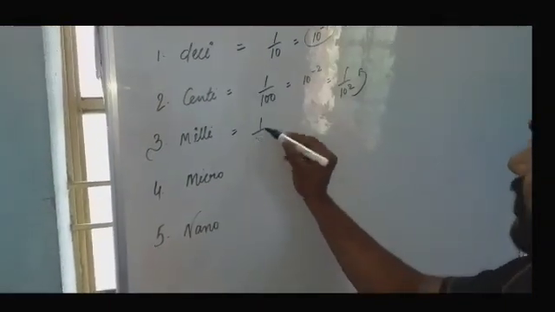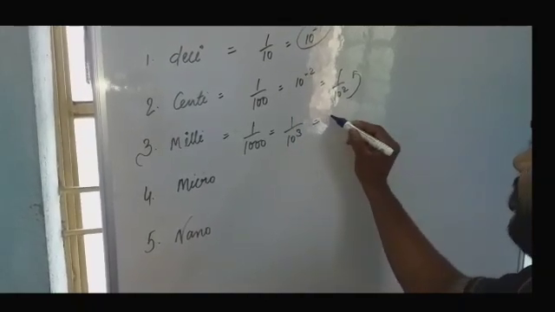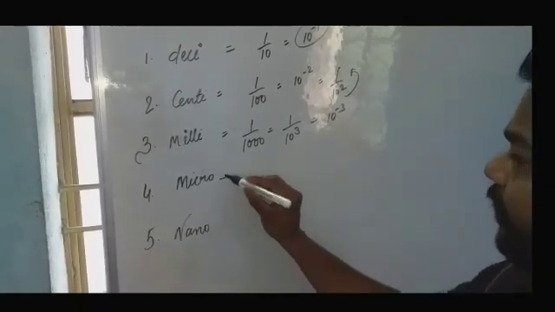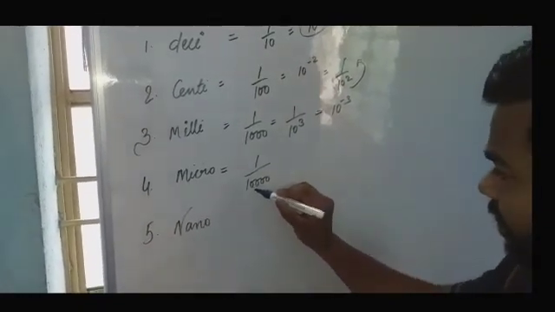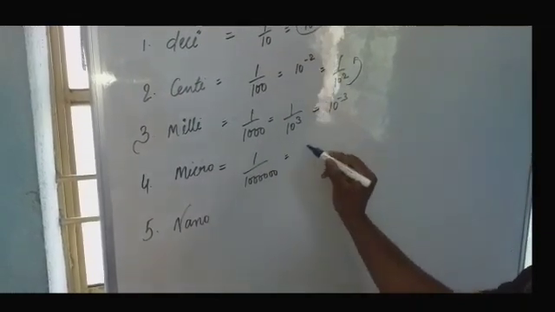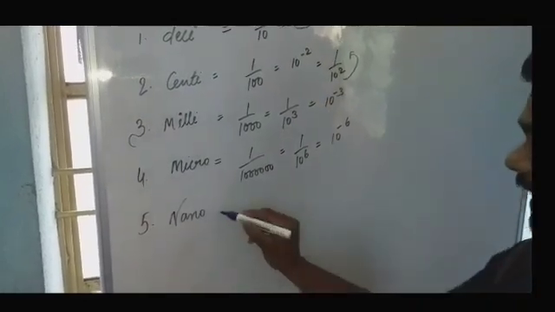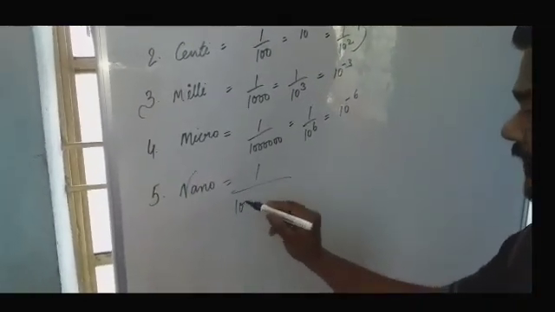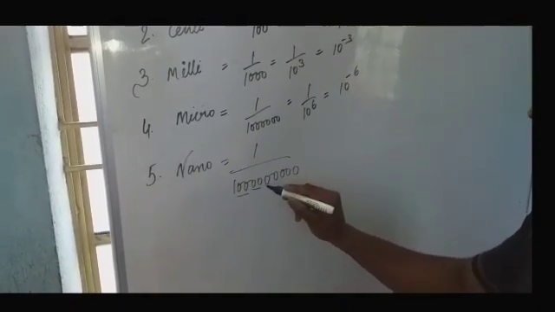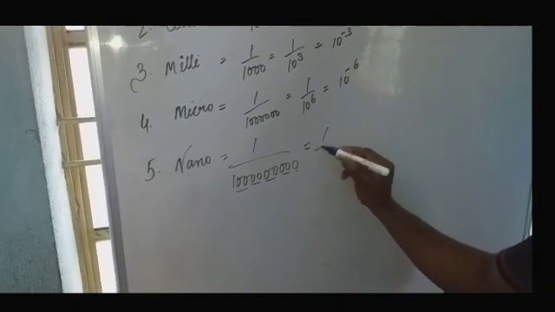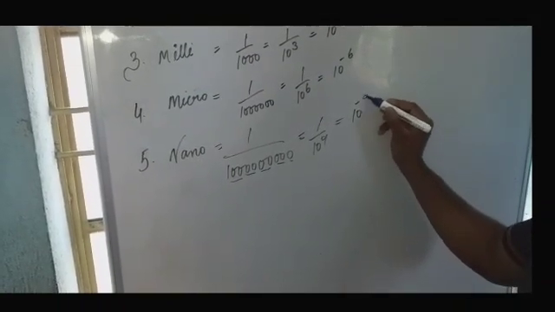Milli means 1 by 1000, 1 by 10 to the power 3, it goes upward and becomes 10 to the power minus 3. Micro means 1 by 10 to the power 6. Understand? 1 by 10 to the power 6, it goes upward and becomes 10 to the power minus 6. Nano means 1 by 10 to the power 9. Understand? 1 by 10 to the power 9, it goes upward, then 10 to the power minus 9.